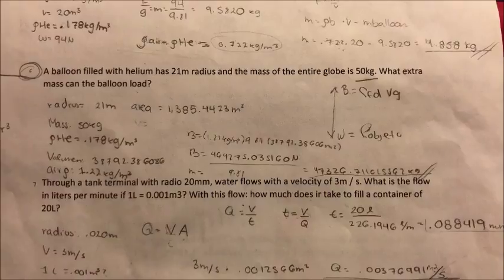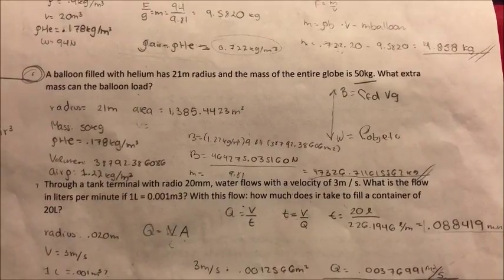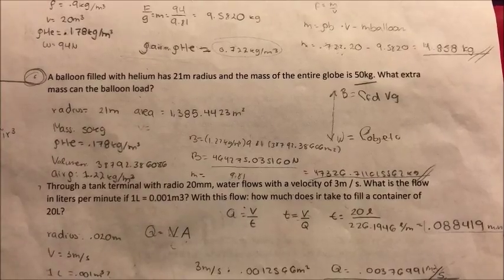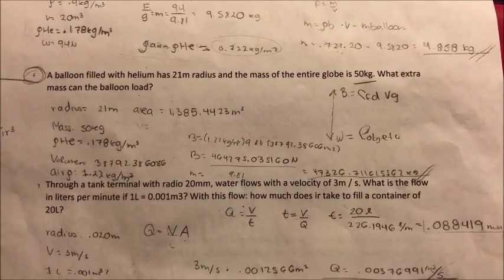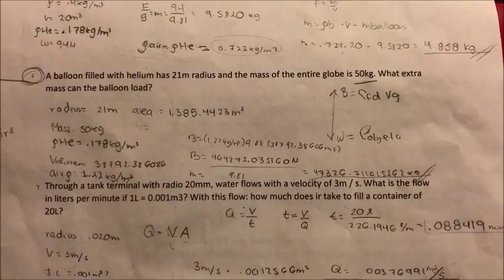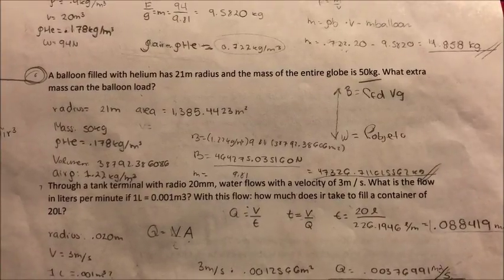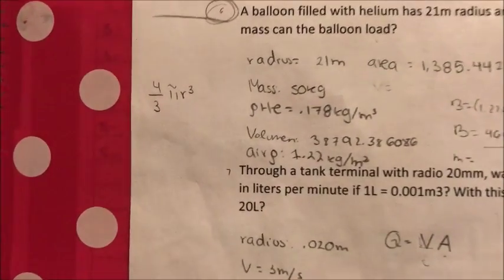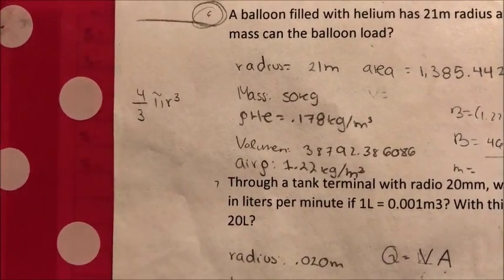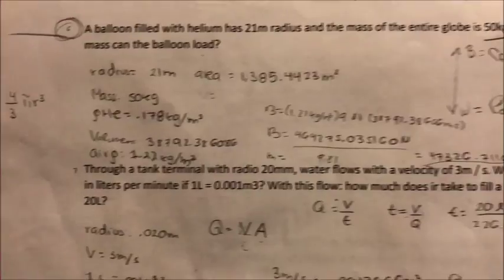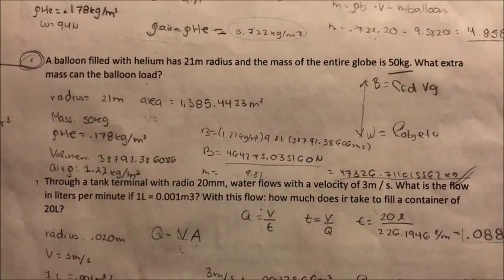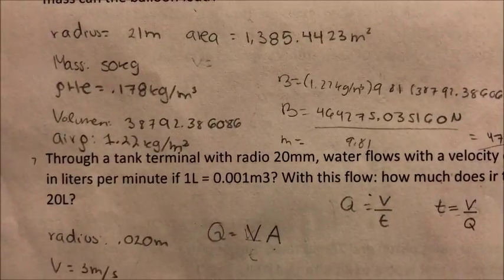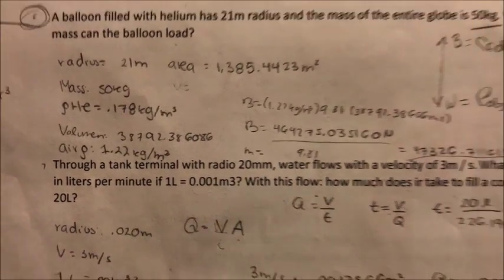The sixth problem says, a balloon filled with helium has 21 meter radius and the mass of the entire globe is 50 kilograms. What extra mass can the balloon load? The first thing that we have to get is the volume of the balloon with the formula of 4 over 3 pi times radius square. That gives us a volume of 3879.2.3886 meter square.